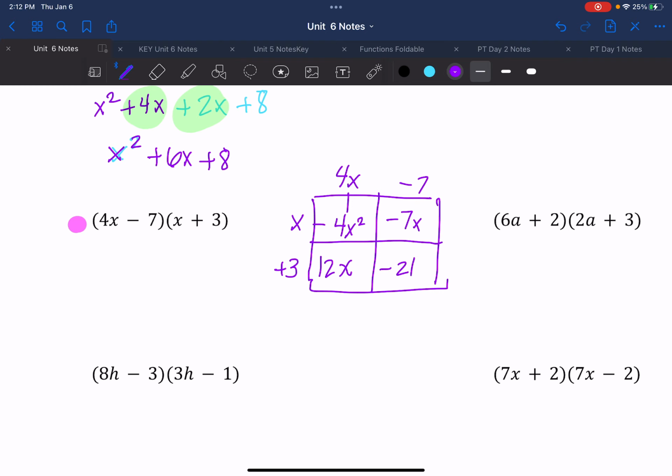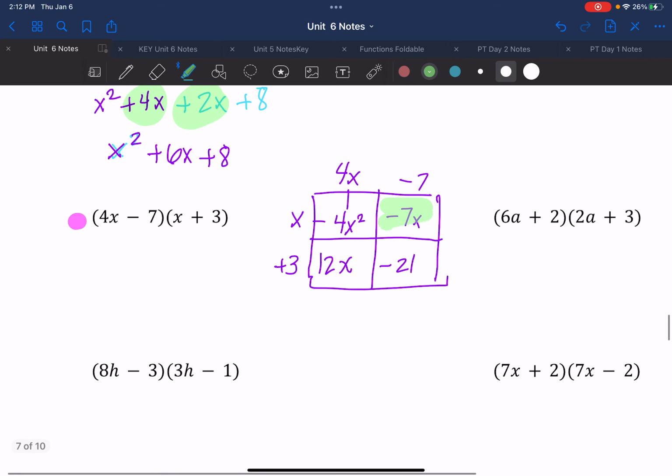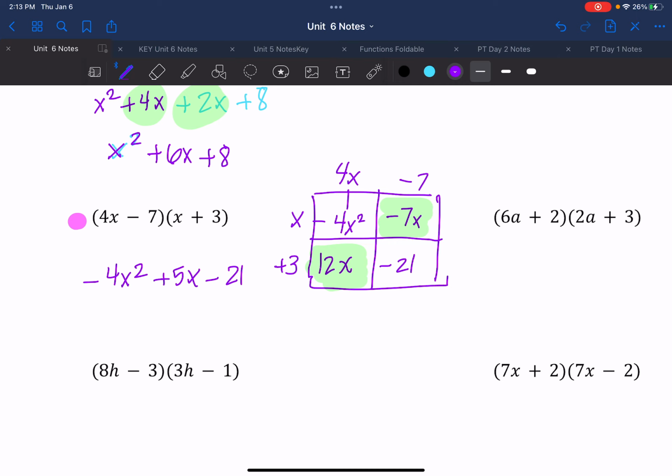Okay. And then to write my final answer, before I write my final answer, I want to identify what are my like terms. This has a squared, this has an x, and this has an x, and that's negative 21. All right, so then let's go and write my final answer. So we have 4x squared, all right, and then combine my like terms, 12 plus a negative 7, that's going to be a positive 5x minus 21. Bam. So this is your final answer right here.